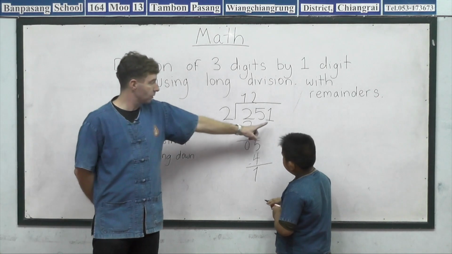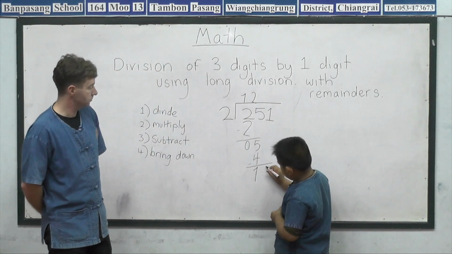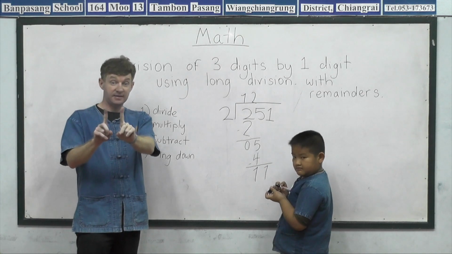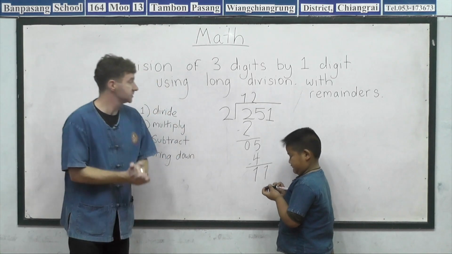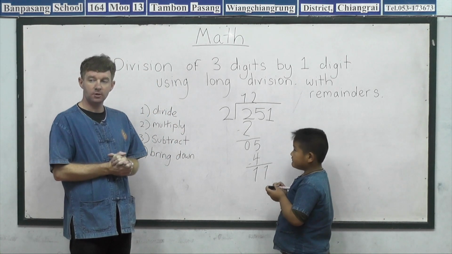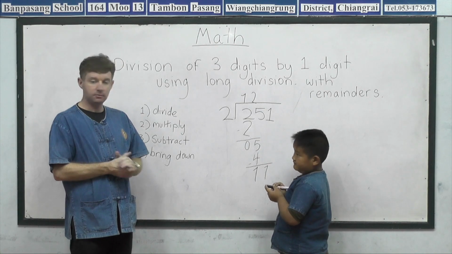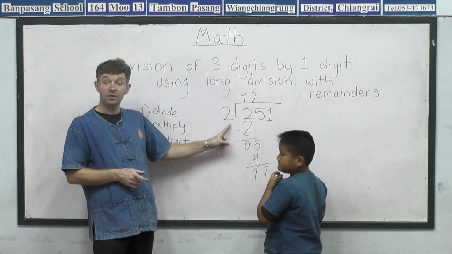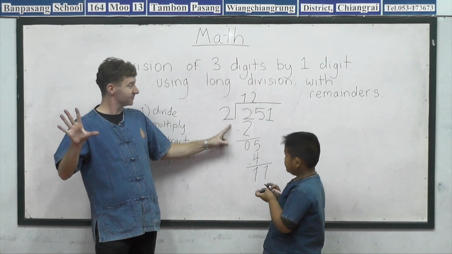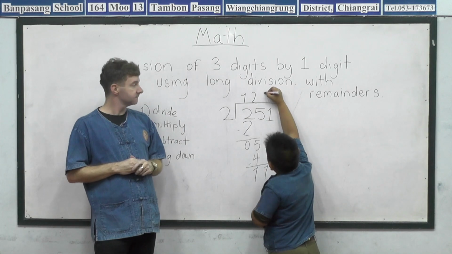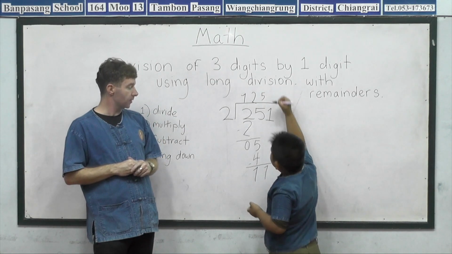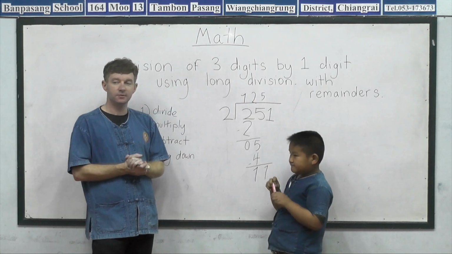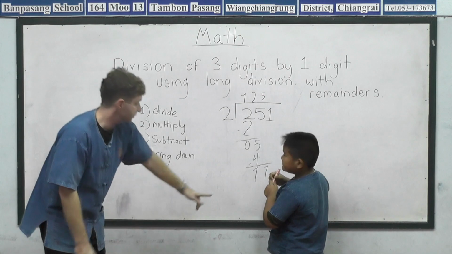Bring down. We'll bring down 1. So now what happens? We're not dealing just with 1, we're dealing with 11. So now, let's think. What can we do? 11 divided by 2 equals 5. So we can write 5 here. 5 goes in at the top. Perfect. But now, 2 times 5 equals 10. So now we'll write 10.